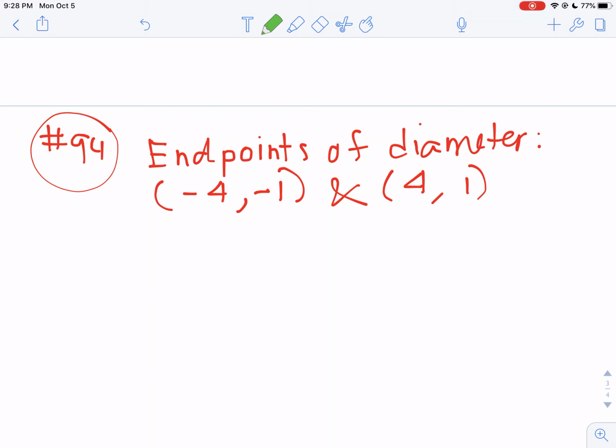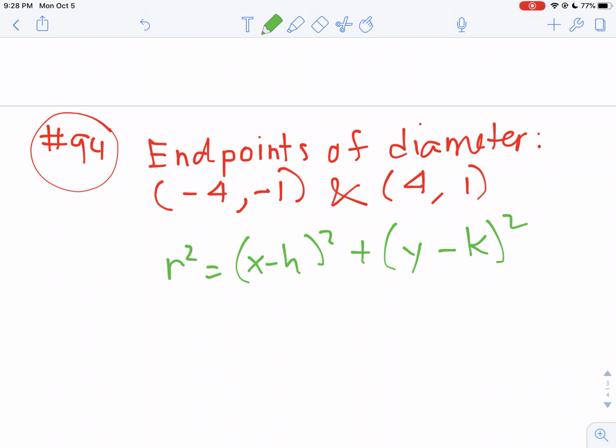So we know that the equation of a circle is r squared equal to x minus h squared plus y minus k squared. We know that. So we were looking for hk and we're looking for r. But once we have r and hk, we can write the equation.